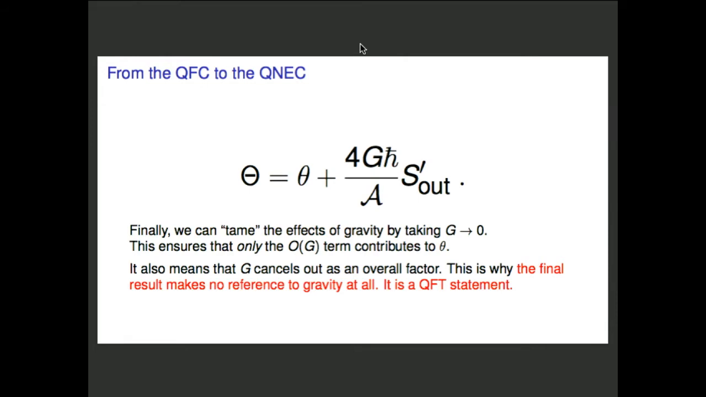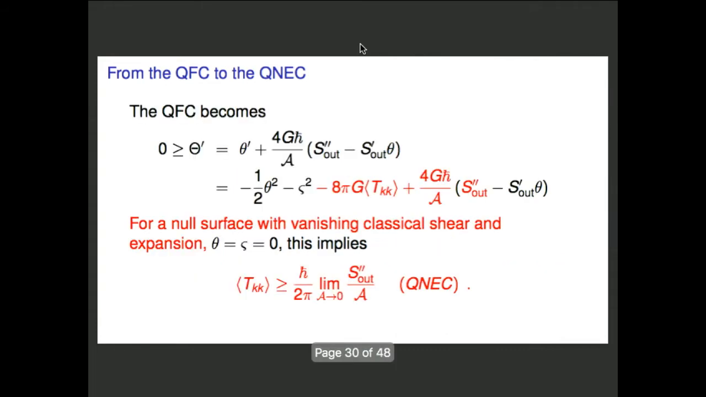Since these two terms have a G Newton in them, and these ones have higher powers, what I'm going to get is only these two terms. And then I can cancel out the G Newton in the remainder and get a statement just about quantum field theory. Okay, so here's the formula version of this.